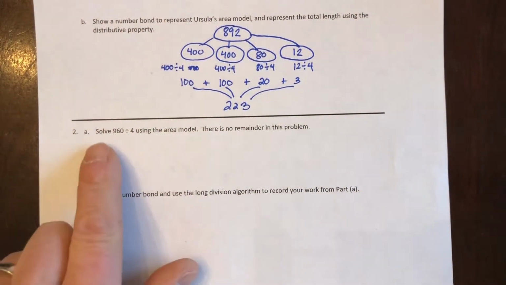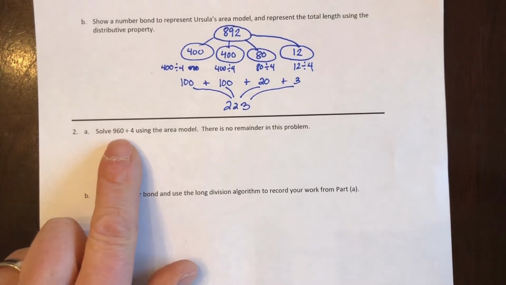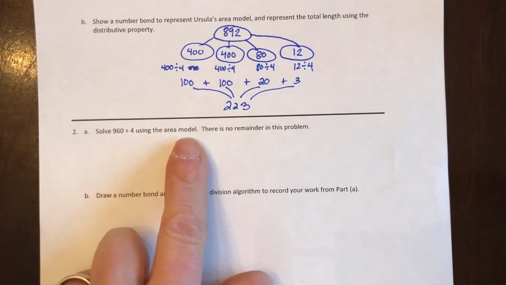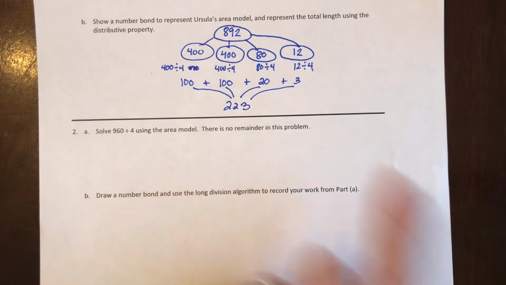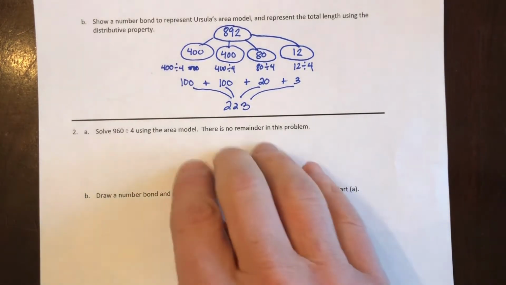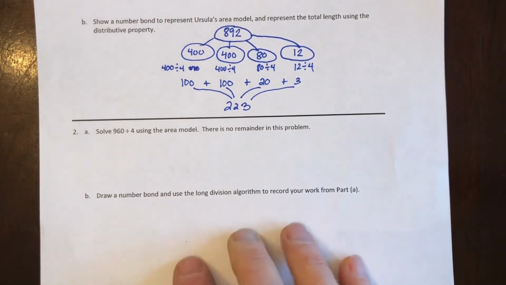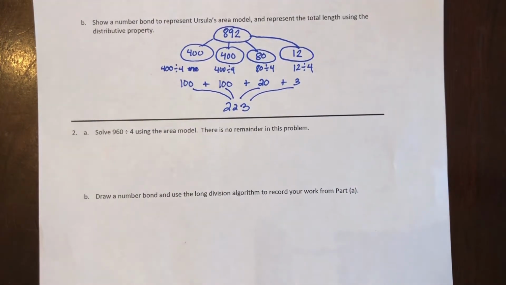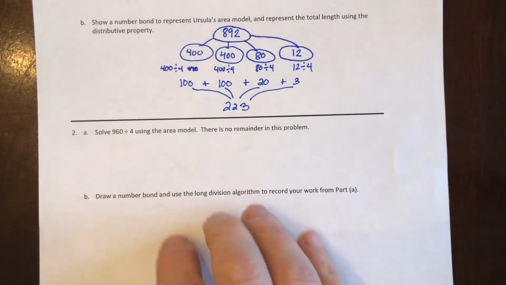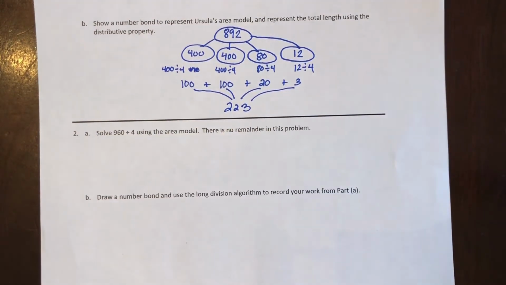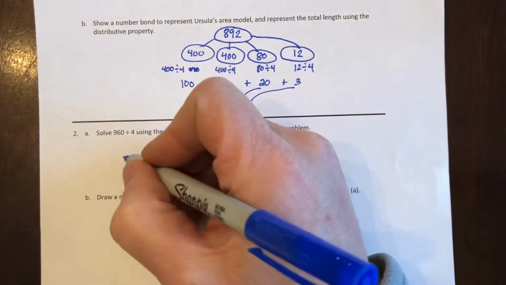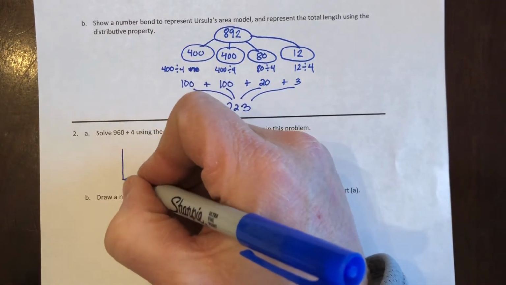Okay, so I've got: solve 960 divided by 4 using the area model. There is no remainder in this problem. Good, that's nice to know, right? So it has my area model up here, then down here it tells me to do a number bond, okay? So that's what we're gonna do. We're gonna do a number bond down here, area model up here. So for the area model, let's do this first. I'm gonna make a nice rectangle here.